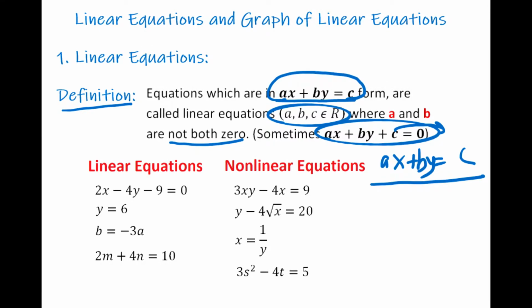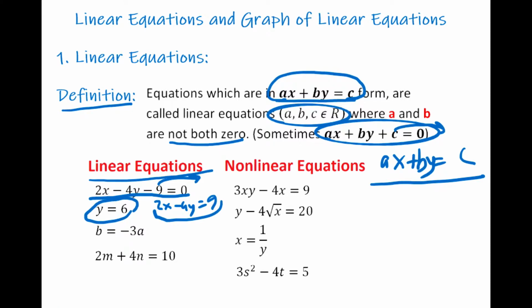We have some examples here of linear equations. For example, we have 2x minus 4y minus 9 is 0. And again, as I said, if you send this 9 to the right, it's going to be 2x minus 4y is 9. That is also a linear equation. y is 6 is another linear equation because there is no x but there is y. b is equal to negative 3a is another linear equation, but here the variables are not x and y. The variables are b and a, and we can draw the graph of b with respect to a.